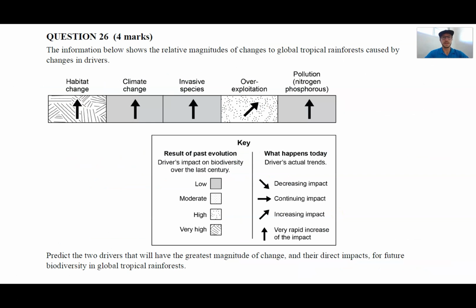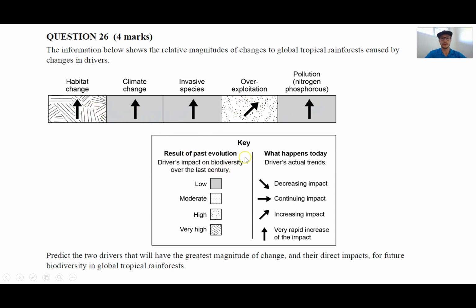Let's jump on to another question. The information below shows the relative magnitudes of changes to global tropical rainforests caused by changes in drivers. We have habitat change, climate, invasive species, over-exploitation, as well as pollution. And we have two keys here. We've got low, moderate, high, very high. So very high effects, high effect, and then a low effect for these three.